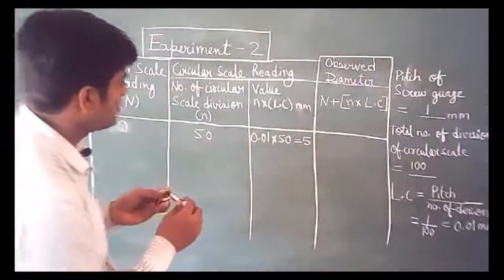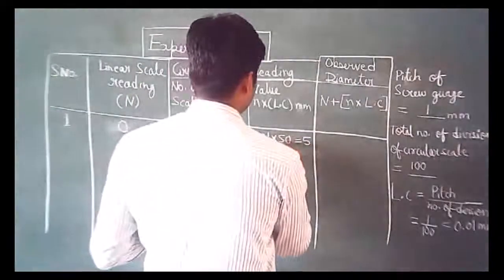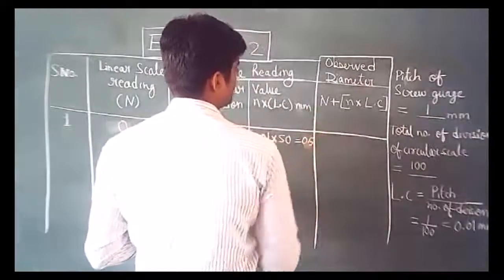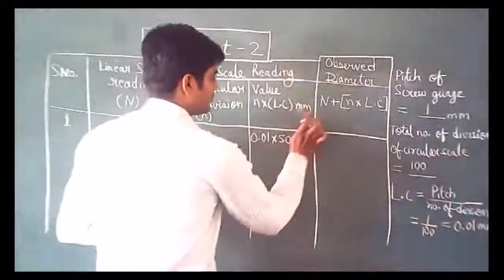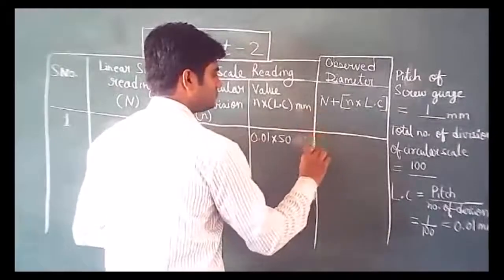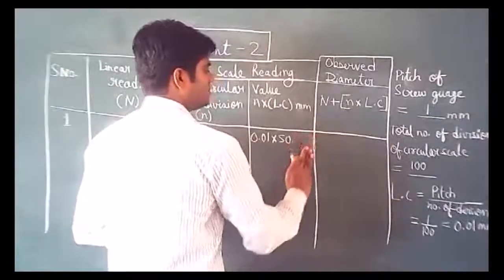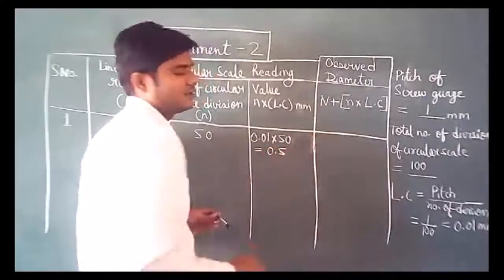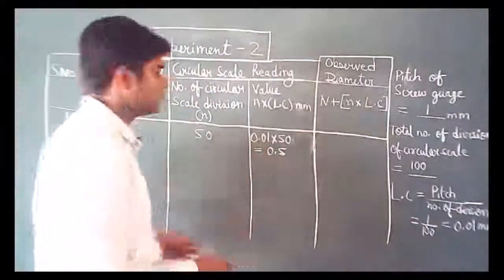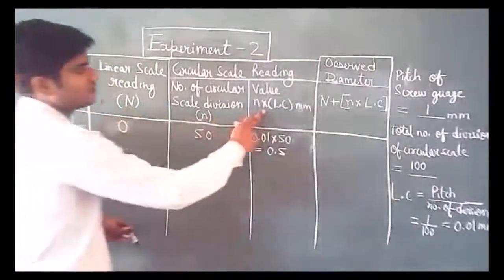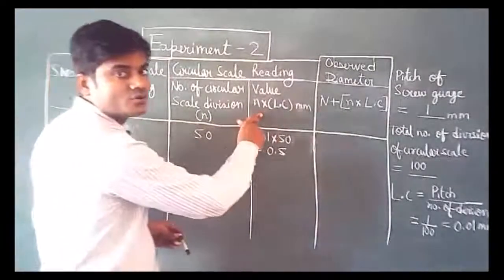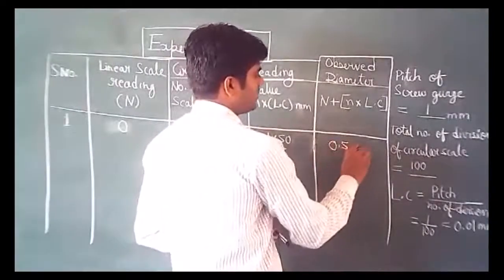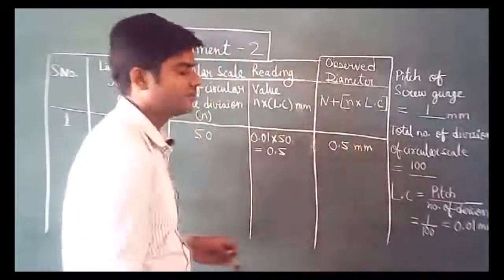It will come to be 0.5. We will get it to be 0.5 mm. Okay, so our total reading will be n plus this value. So it will become 0 plus 0.5, 0.5 mm. First reading.